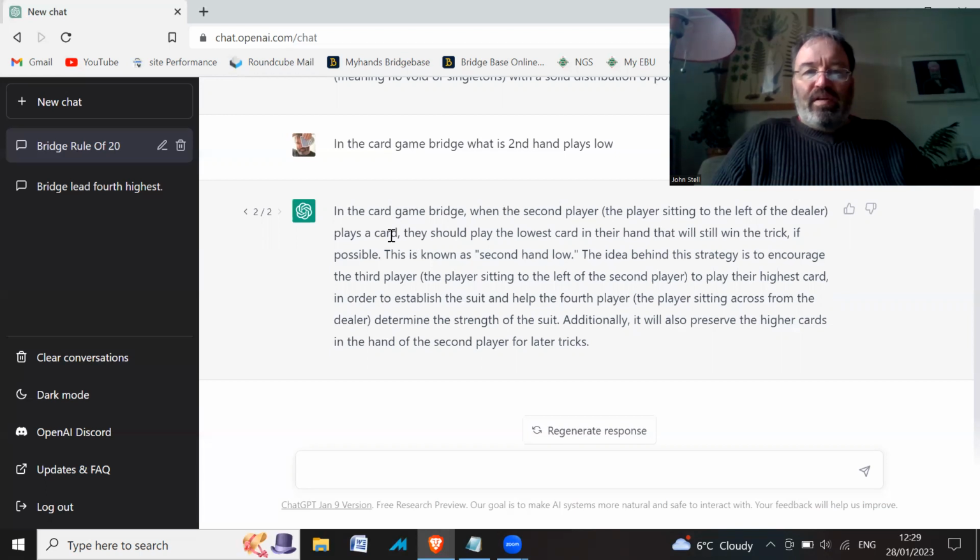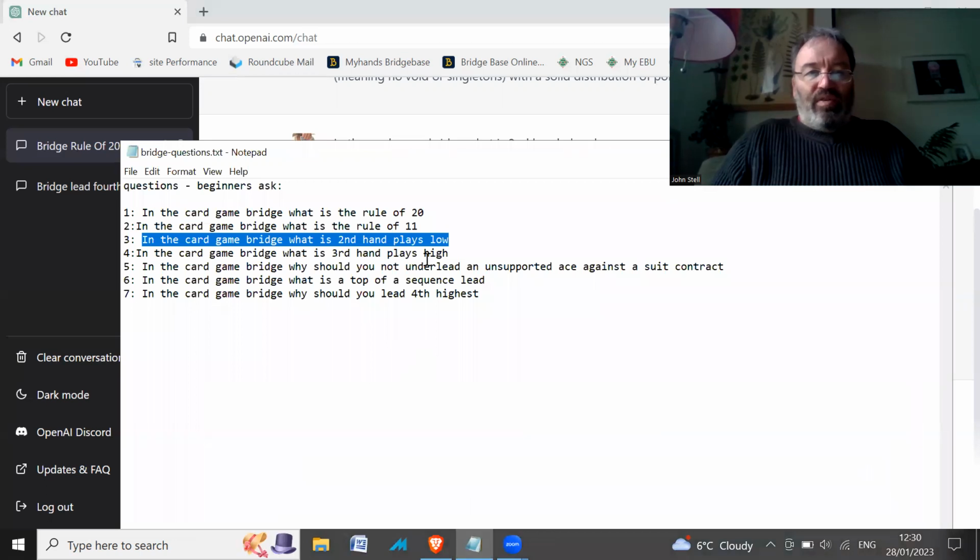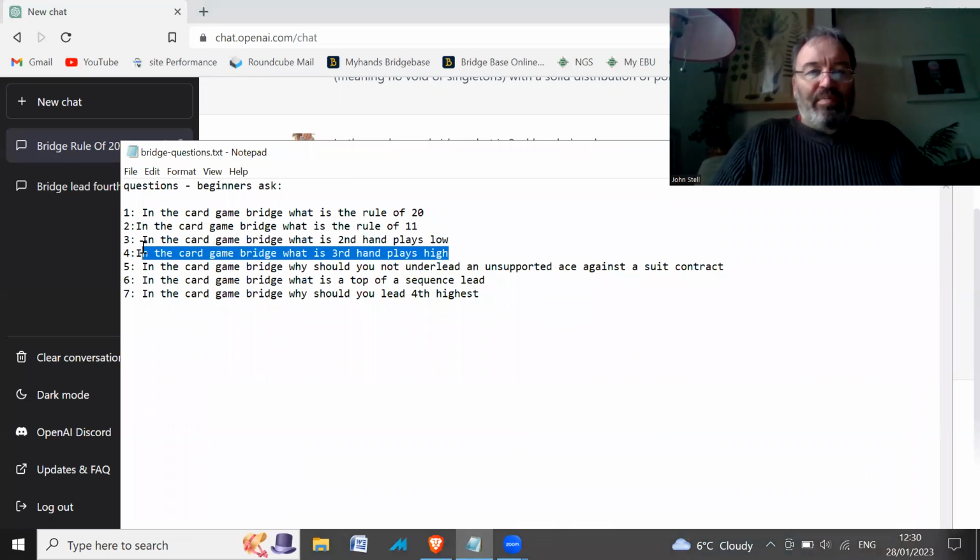Most of the time, they should play the lowest card. Still win the trick if possible. This is known as second hand low. Eh? No. The idea behind this strategy is to encourage the third player to play their highest card in order to establish the suit. All right, well, I need to ask that. So that seems like wrong. Let's go for third hand plays high then to see what it comes up with. This will no doubt be complete garbage.